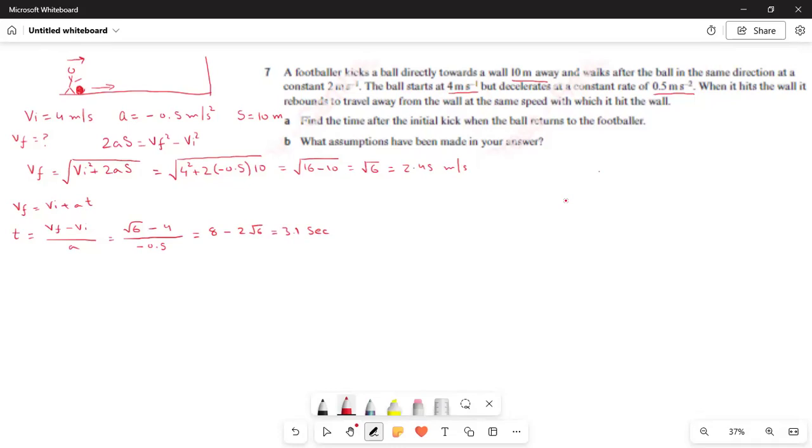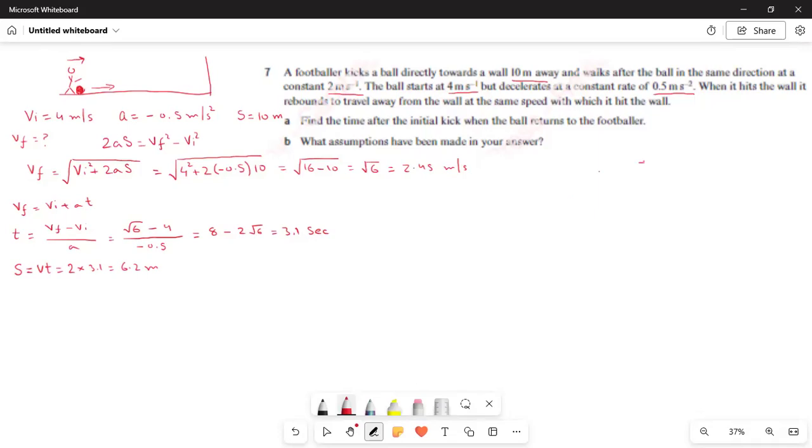Okay, in this time, the player will keep moving towards the wall. So the distance traveled by the player, right? Since he is moving with constant speed, so no acceleration, it is simply velocity into time. So velocity of the player is given as 2 meter per second, in the same direction. So this is 2 times 3.1. It is 6.2 meters.